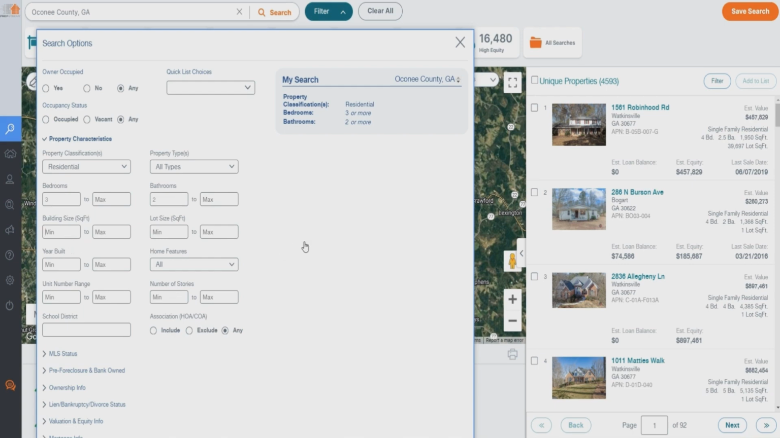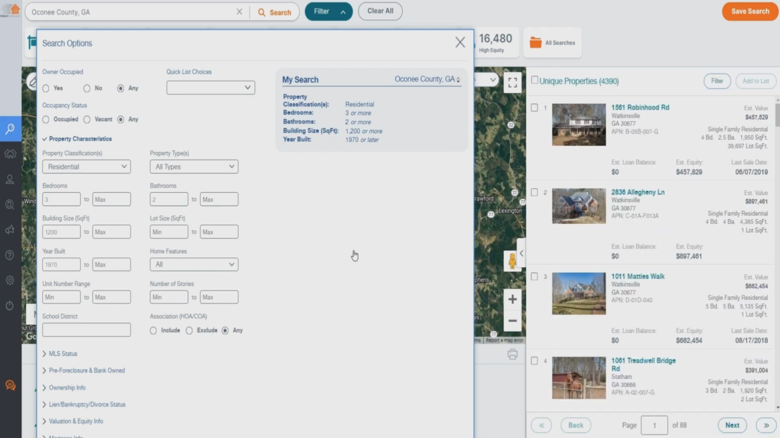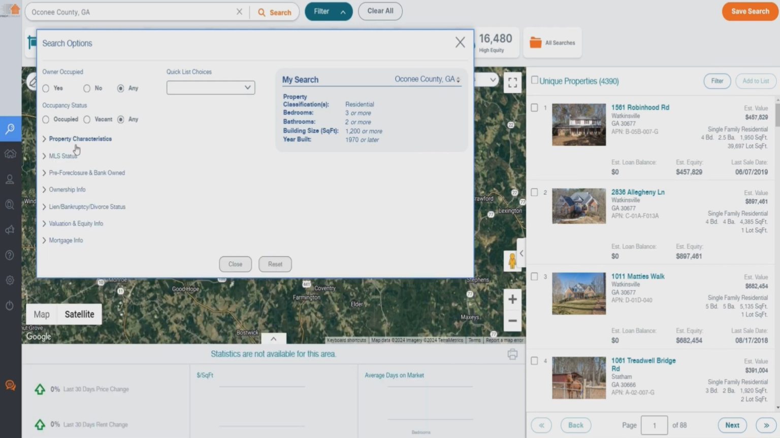So for building size, I typically don't look for anything under 1,200 square feet. I think 1,200 square feet is a pretty good bare minimum for most people, whether they plan on living in the property themselves or they're looking to rent it out. Can you go below 1,200 square feet? You absolutely can. I personally prefer to stay at 1,200 square feet and up. For lot size, it does not make a difference to me, although you'll see some people maybe put in a max lot size of 1 acre. For year built, I'm looking at 1970 and up. And let's see. Everything else can be unchecked.